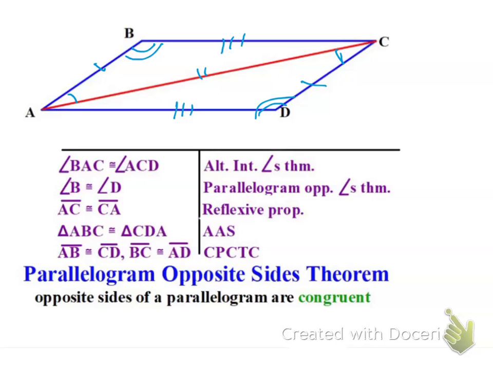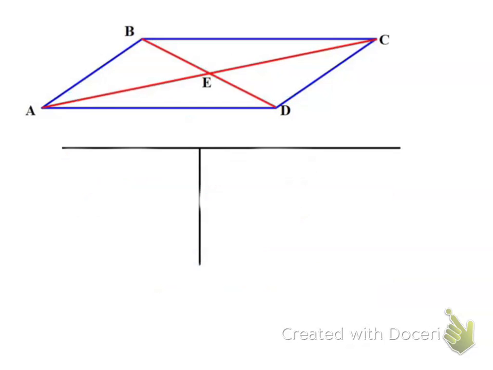All right, so let's take a look at one more thing. What if I draw both diagonals on there? What can we say there? Can we get some congruent stuff going on here? Well, let's see here. We know some things already. Once again, I already know that angle BAC is congruent to angle ACD because of alternate interior angles. That's the same angle I had a minute ago. That angle is congruent to this angle.